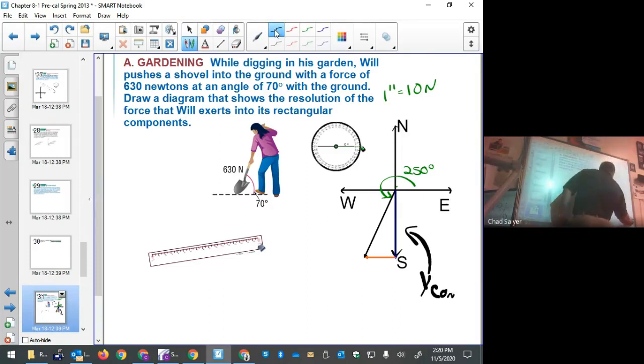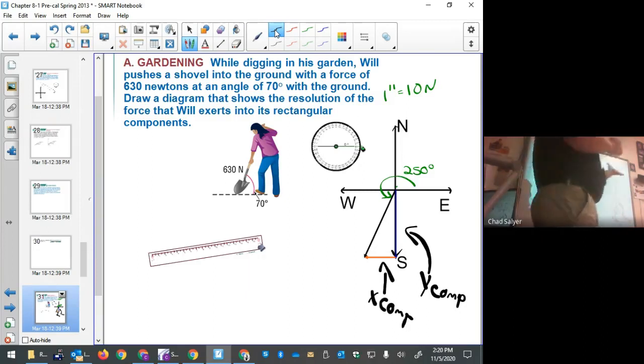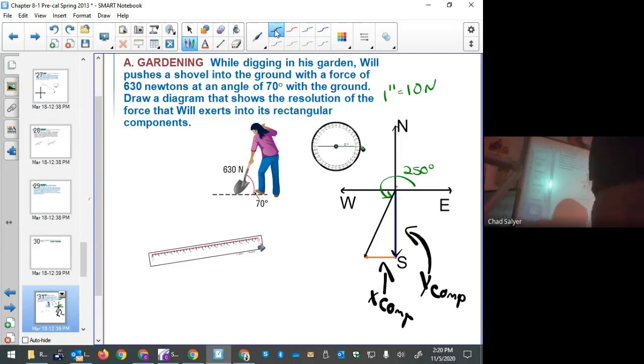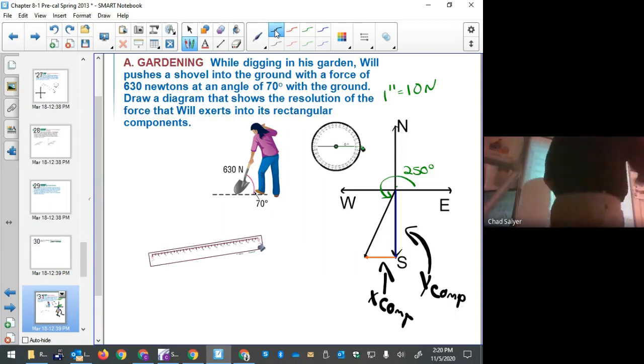This is the y component. This is the x component. And this is hard to assess, right? It's hard for me to give you a problem like this because I don't know if you've got Euclidean tools at your house or whatever. What scale did you use? I would have to figure that out for each problem.